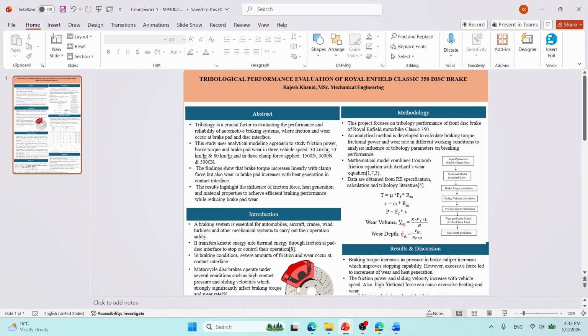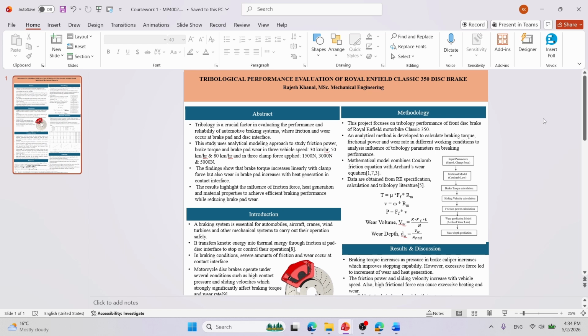Okay, it looks kind of good there, and I did tribological analysis on the Royal Enfield bike, where I used the specific parameters for this bike. I input the different velocities and different forces, and calculate how it acts, how much friction it will get, how much wear it will get. Okay, so tribology is a crucial parameter for evaluating performance and reliability of motorbikes, where friction and wear are inevitable at the pad and disc interface.